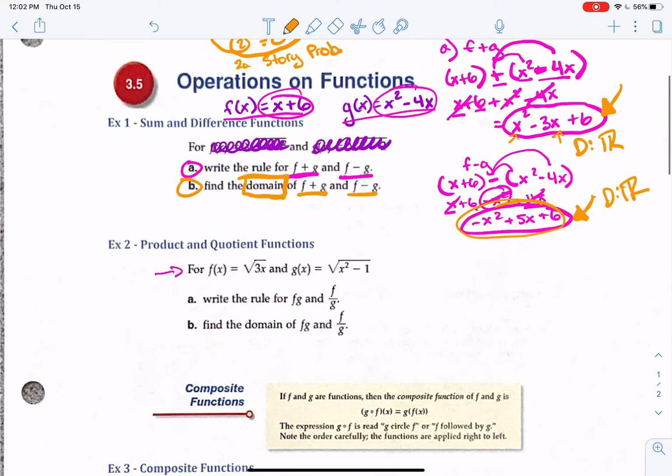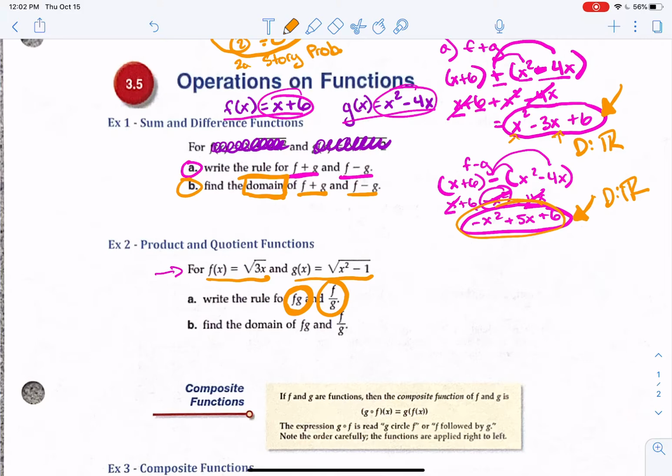Product and quotient is kind of doing the same thing. I'm going to start with f of x being this guy and g of x being this guy. And it says write the rule for f times g. That's what that looks like. And f divided by g. Okay, so we're going to look at both of those, write the rule.